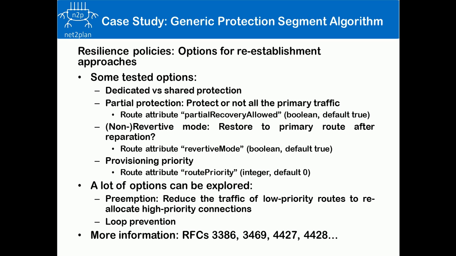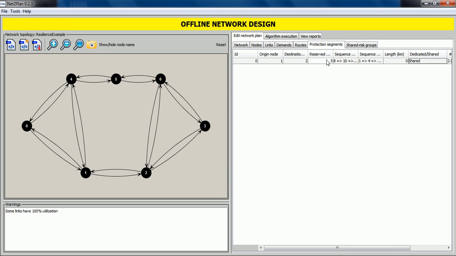The next option is the partial protection. That means whether all the primary traffic is protected or not. That can be set by the route attribute partial recovery allowed in Net2Plan. Imagine now that the protection segment that we have defined has a reserved bandwidth of 7. If those links fail, then both routes will fail simultaneously. But since the carried traffic by each route is 5, giving a total of 10 erlangs, this protection segment can't protect all this traffic.